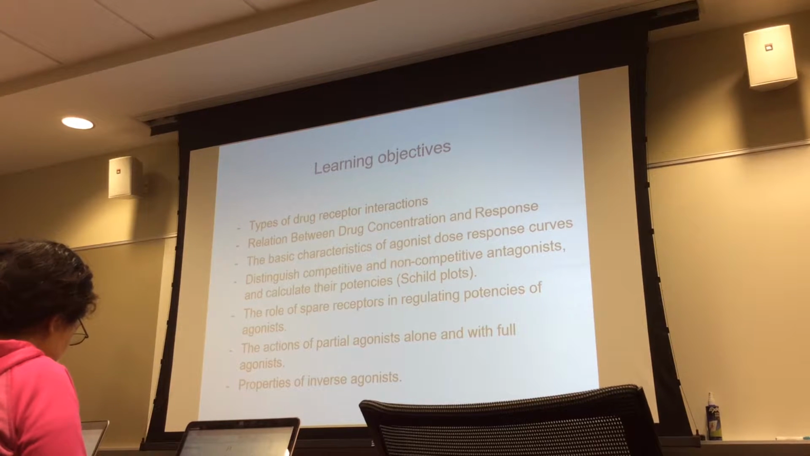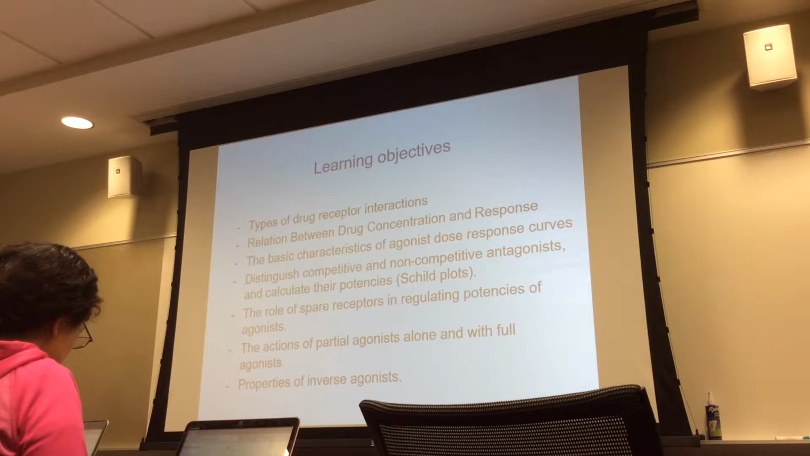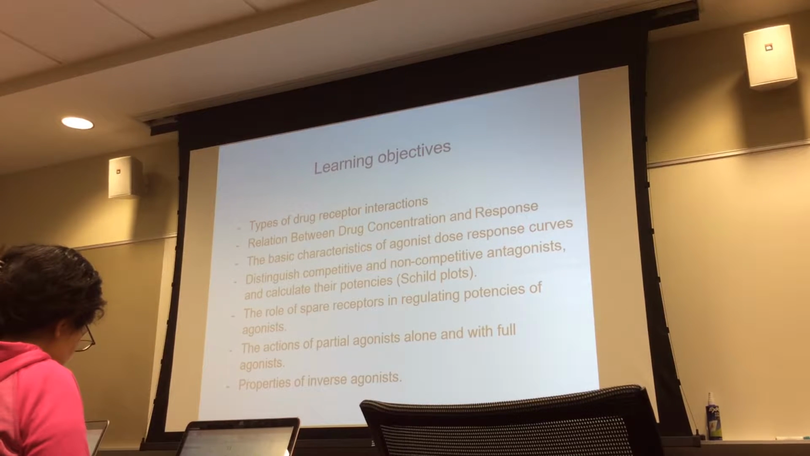Of the pharmacokinetic pharmacodynamic section, we will try today to cover what the types of receptor interactions are and what the relation is between drug concentration and response, the basic characteristics of the agonist dose response curve, and how you can distinguish between competitive and non-competitive antagonism, how to calculate the potency, what the role of spare receptors is in regulating the potency of an agonist, and the action of partial agonist and inverse agonist.